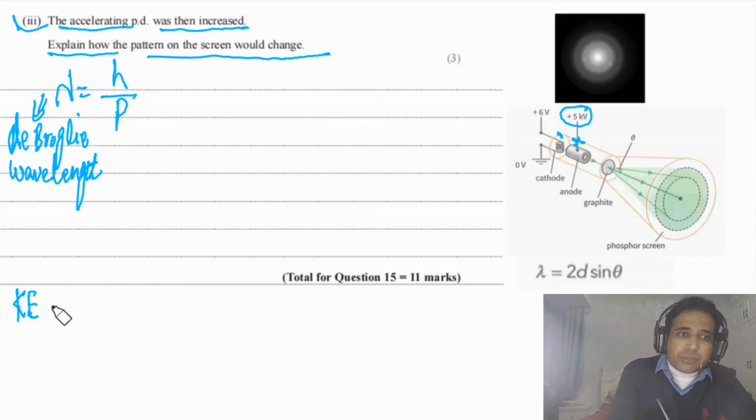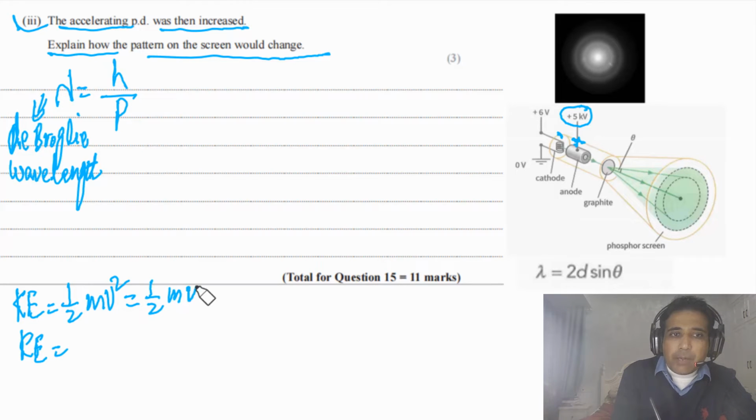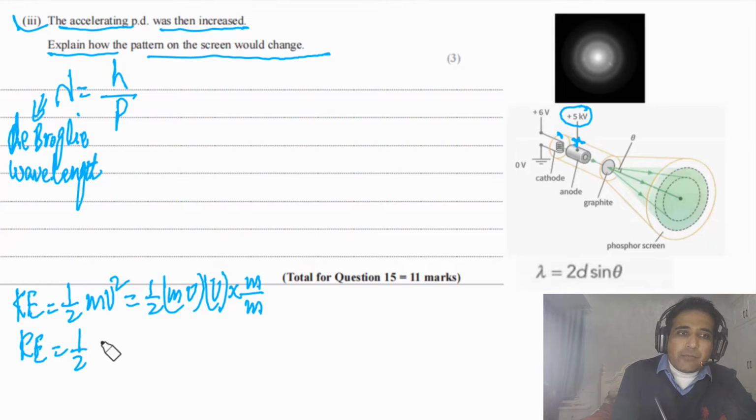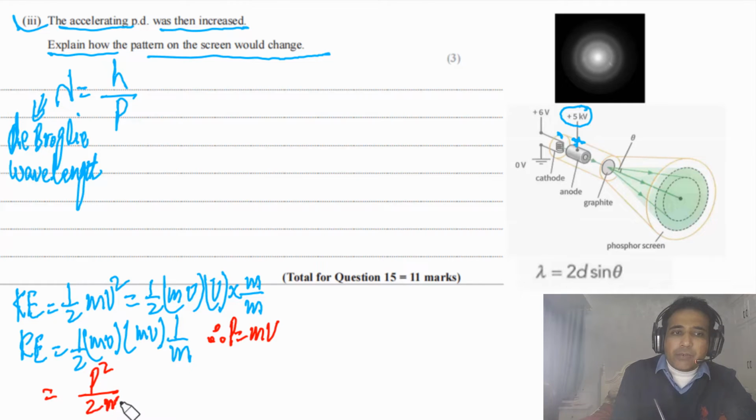First of all, we need to understand how kinetic energy is linked with momentum. Then we can link kinetic energy with PD. Kinetic energy is equal to 1/2 mv squared. We can say this is 1/2 mv times v. Now if I multiply this by m and divide by m, we can write this as 1/2 mv times mv divided by m. And mv is equal to momentum p. So we can simply write this as p squared divided by 2m. So this is how kinetic energy is linked with momentum.